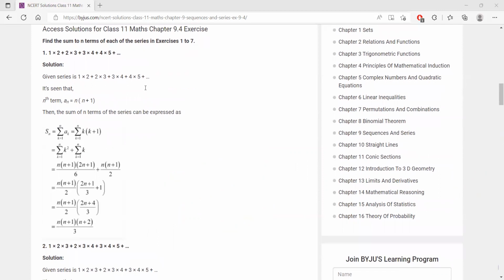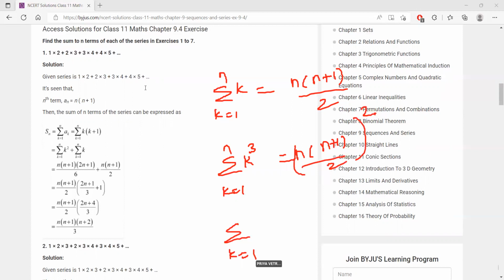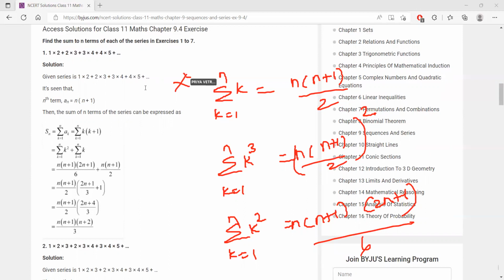Before that, I would like to say, for k equal to 1 to n, the sum of k is n into n plus 1 by 2. And for the sum of the cube terms, it is the same, but you have to square it. When you have the sum of the square series, it is n into n plus 1 into 2n plus 1, all divided by 6. Okay, please note it down somewhere. You have to learn it by heart.